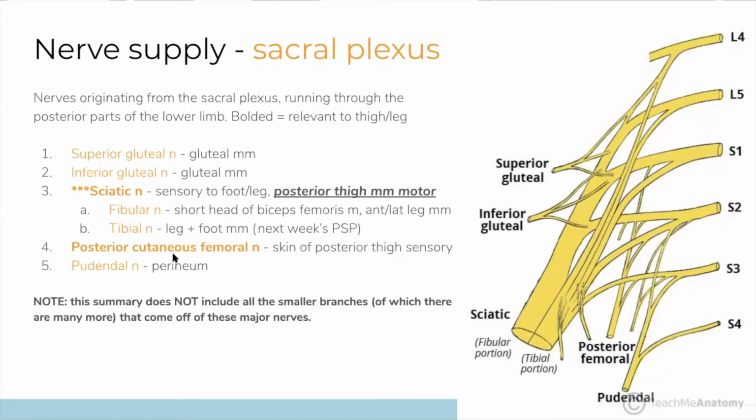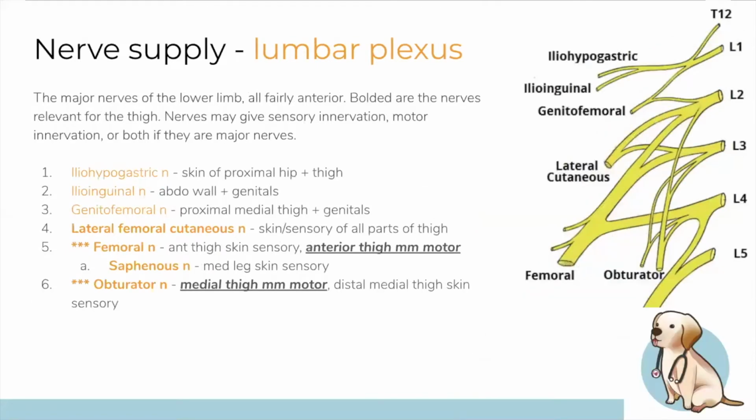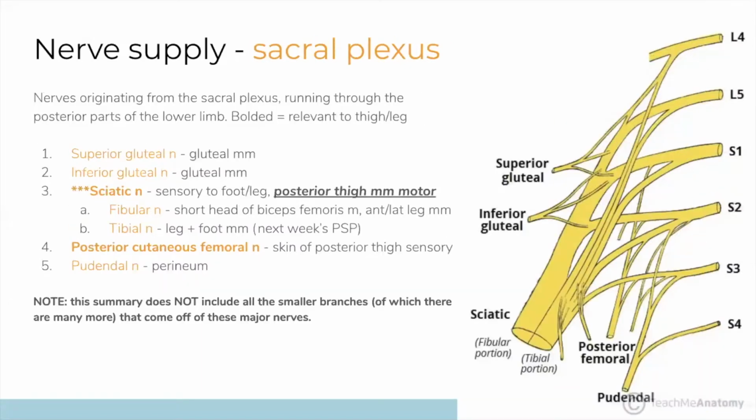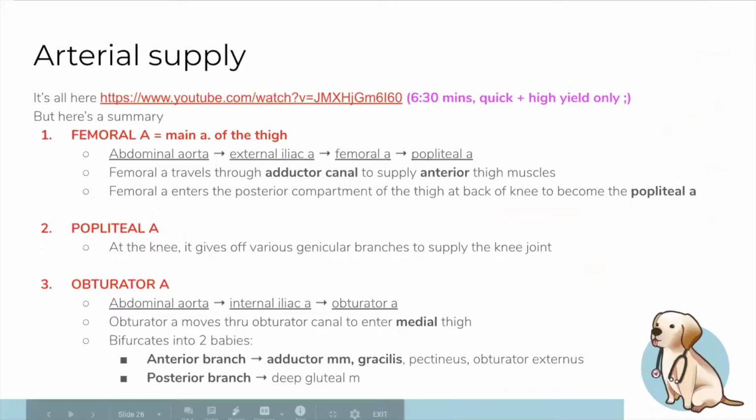Cutaneous means not deep, around the skin area. And femoral, in the femoral region. So that's basically it for the nerve supply. Remember, sciatic nerve, femoral nerve, obturator nerve are the three big guys, and there are a lot of branches, some of which I haven't covered in this, but I think this is pretty good for what you need to know mostly. Okay, next, arterial supply.